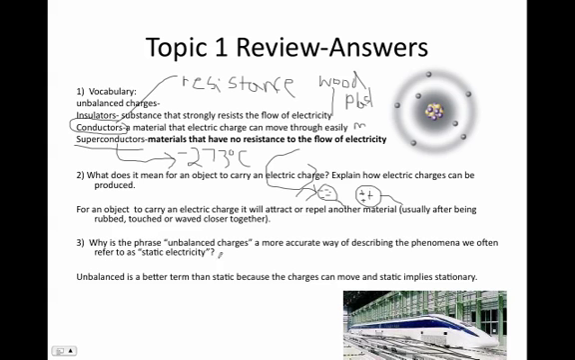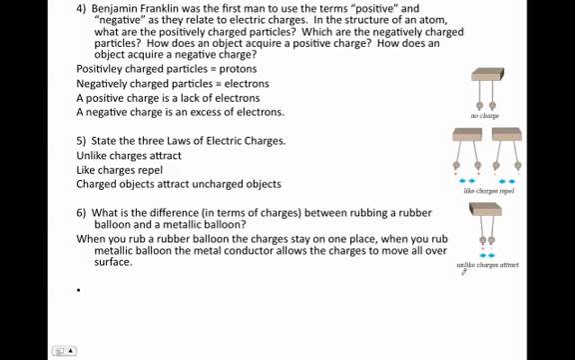Why does the phrase unbalanced charges represent it more accurately than static electricity? Well, unbalanced is better because the term static means stationary, and that's not really what's happening. Electrons aren't stationary. Ben Franklin was the first to use the terms positive and negative as they relate to electric charges.